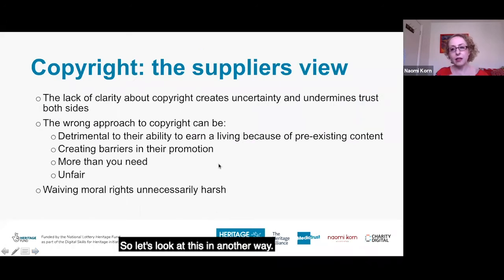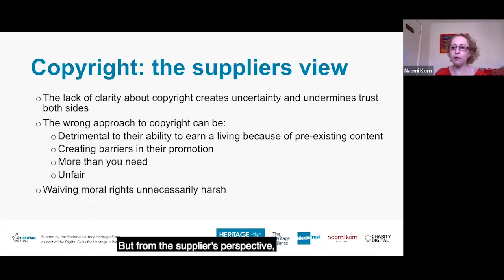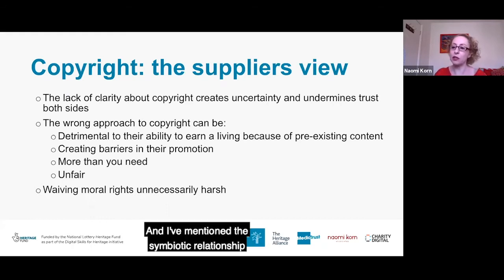So let's look at this in another way. We've spoken and started talking about what copyright means to us, and we started looking at having rights to reuse the content that we've commissioned is absolutely fundamental. But from the supplier's perspective, what does that mean to them? And I've mentioned the symbiotic relationship we have with our suppliers. And it's important to flag up that the lack of clarity about copyright does create uncertainty and also can undermine trust on both sides. It's also worth pointing out, and we're going to be examining this in more detail in a little bit, that it isn't an all or nothing situation.